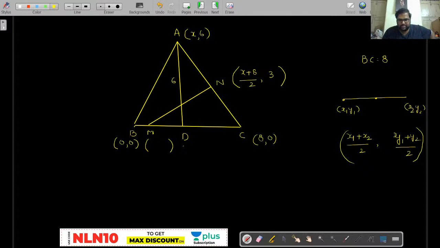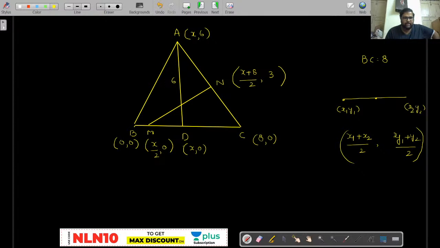Now observe here, D value can be taken as (x, 0). Am I right or wrong? Yes. Now m will be the midpoint of B and D. Am I right or wrong? So this will be (x by 2, 0). I think you got my point, right?